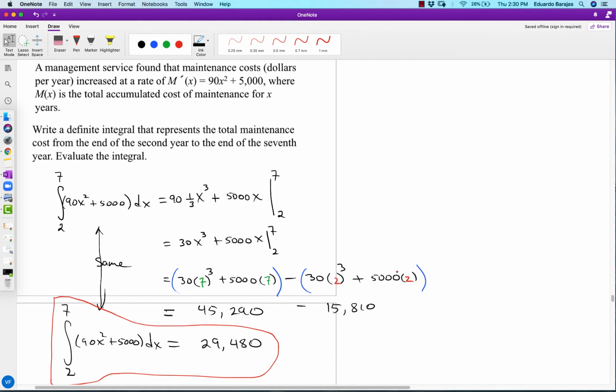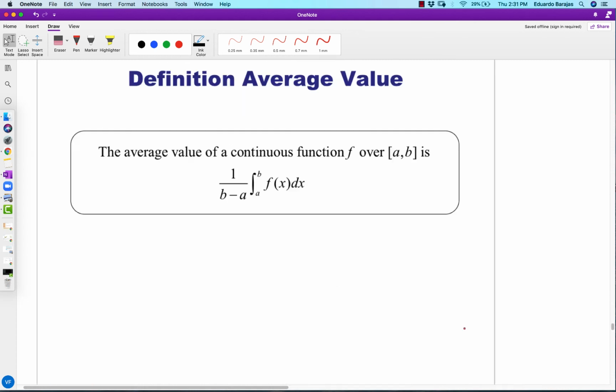So write a definite integral that represents the total maintenance costs. So the total maintenance costs from the end of the second year to the end of the 7th year equal $29,480.